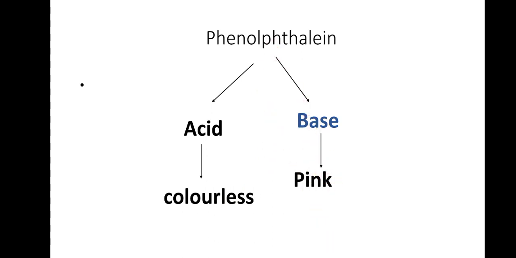When we add a drop of phenolphthalein to an acidic solution, it remains colorless. It means it is acidic. When the solution becomes pink on adding a drop of phenolphthalein, it is called base. In basic medium, phenolphthalein gives pink color. In acidic medium, phenolphthalein is colorless.